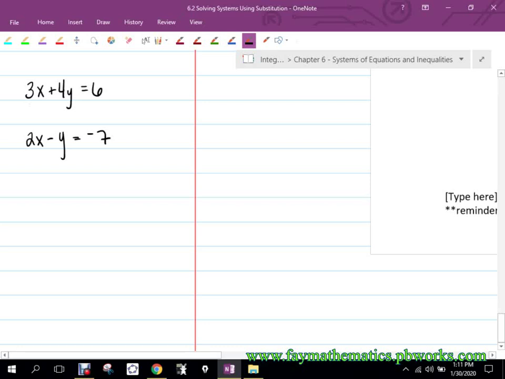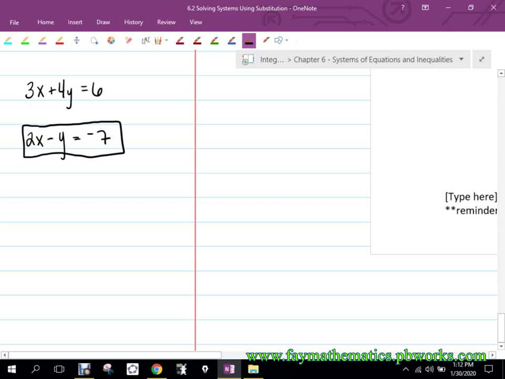Okay? And I'm going to try to solve that bottom one for y. Now you've got options, and I don't care how you do it. What makes sense to you? Do you want to think about it this way? If I add y to both sides, will that make my y positive? Yeah. Okay, so you can do that. I think a lot of you would like that.